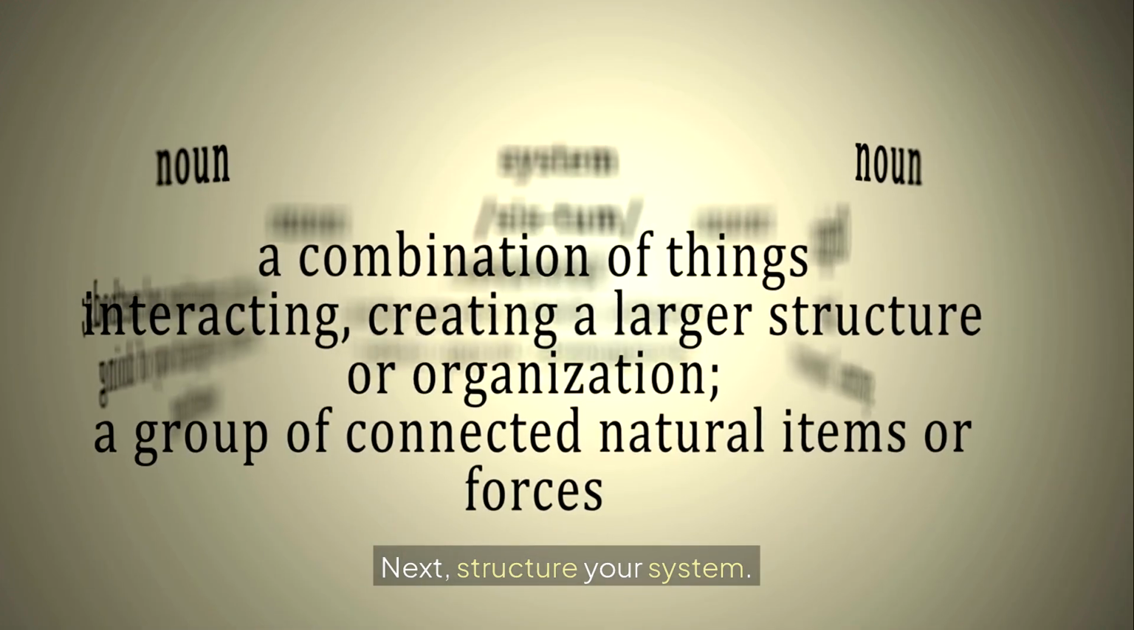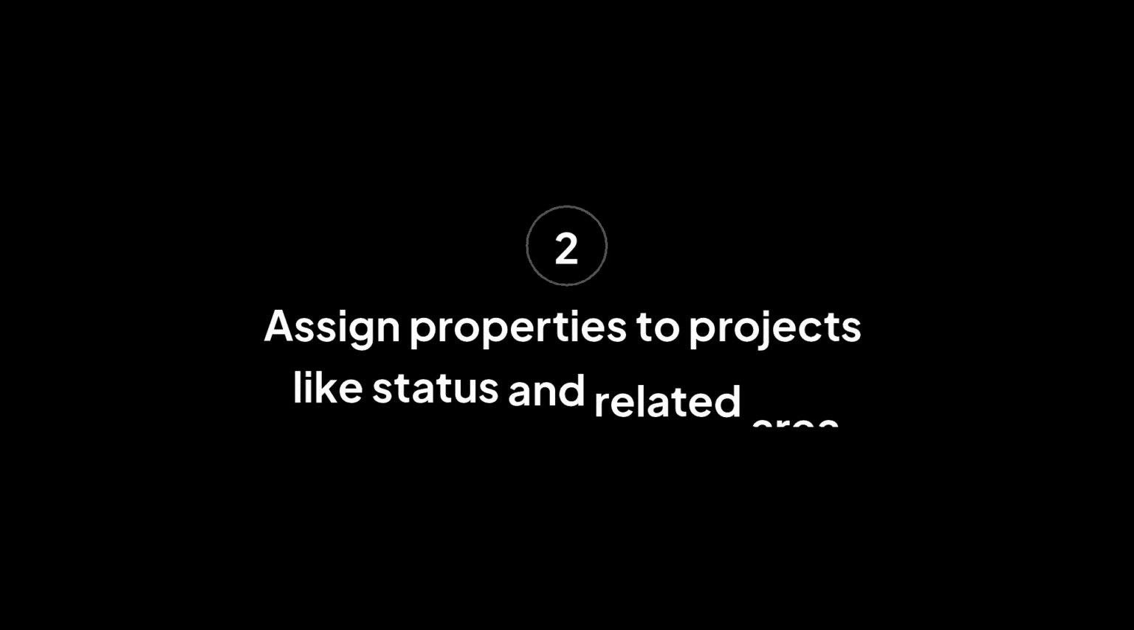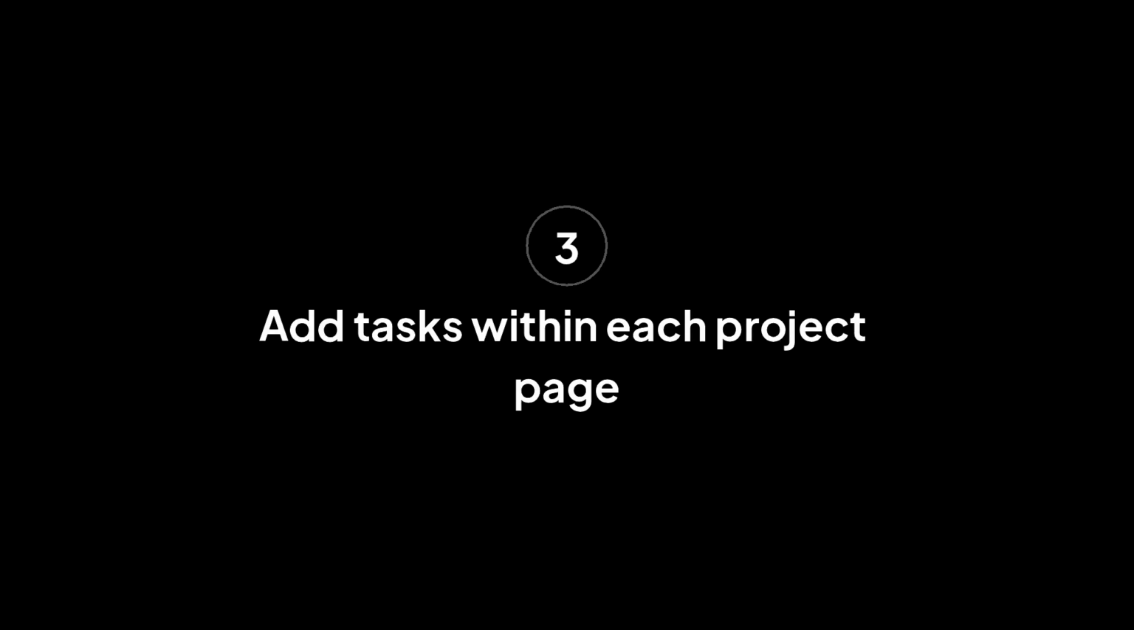Next, structure your system. In projects, use a database. Give every project properties like status, the related area it supports, and a relation to its tasks. Within each project page, add the tasks it requires so you can see everything in one context.